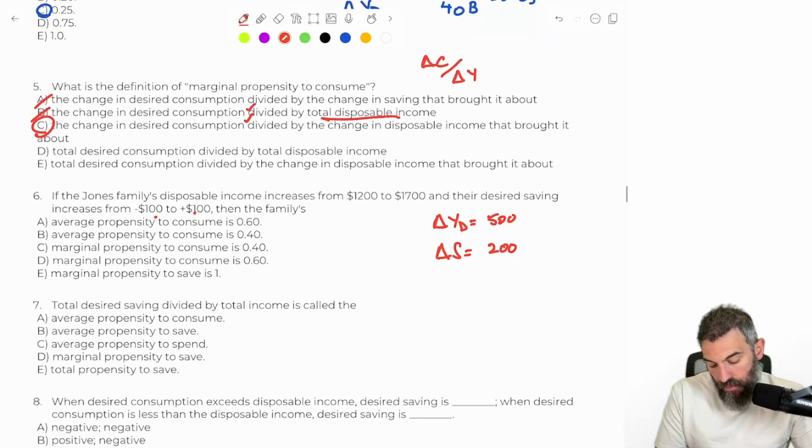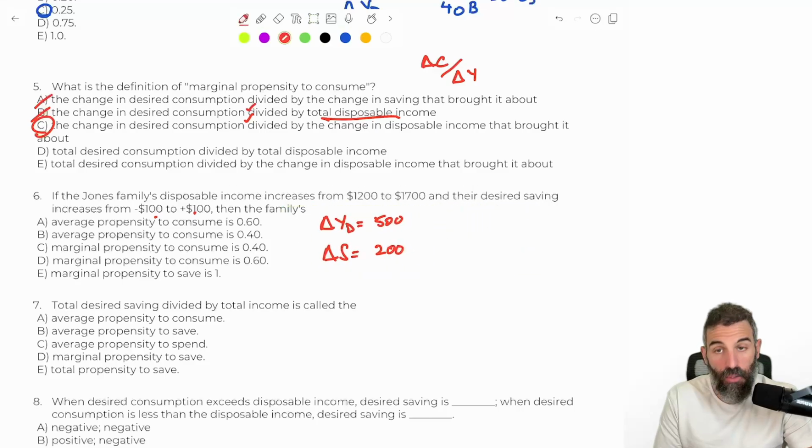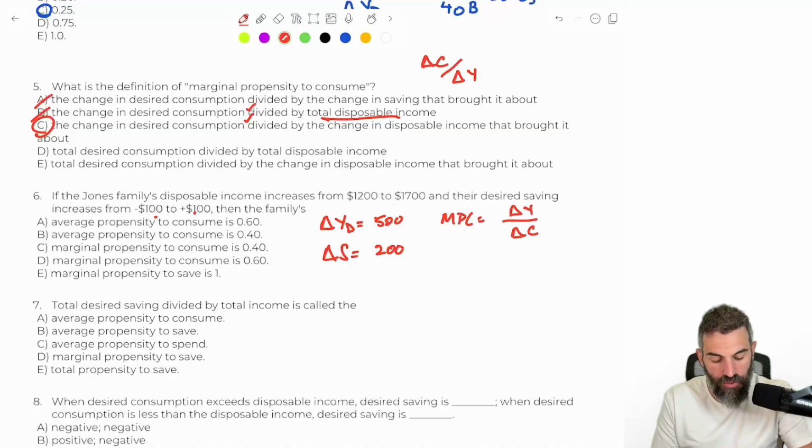What are we looking for here? The marginal propensity to consume is 0.4. Okay, so there's a couple things we could do here. If we're trying to find the marginal propensity to consume, it would be the change in disposable income divided by the change in consumption. Or we could do 1 minus the marginal propensity to save, since they're talking about saving. So let's try that.